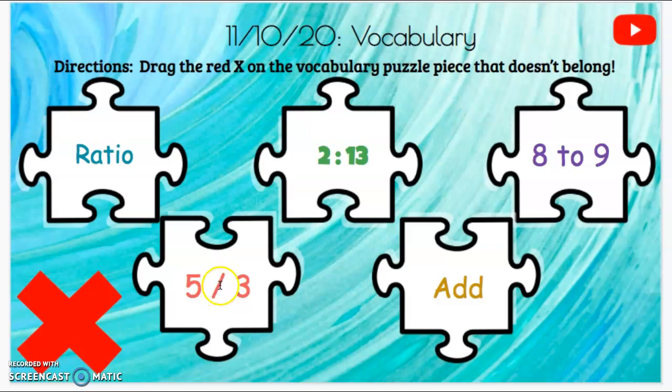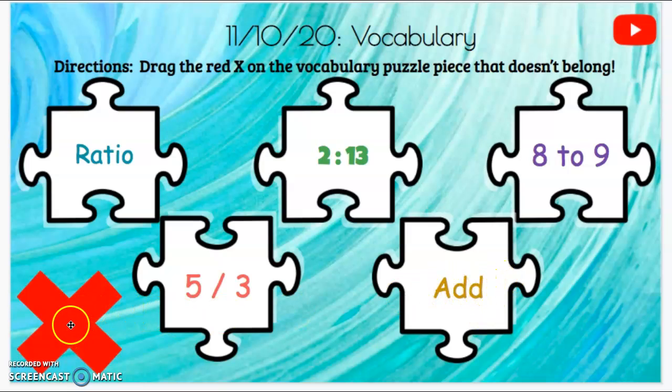So if we have that 5 with that fraction 3, or 5/3, that's fraction form of a ratio. 2:13, that's a ratio. 8 to 9, that's a ratio, with the word form. And then I know that ratio, that's what they're all representing, ratios. But the one thing that stands out that does not belong is going to be this adding piece.